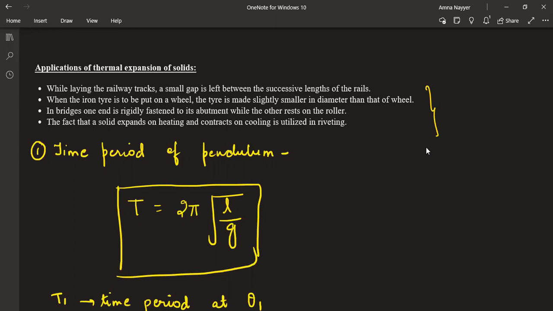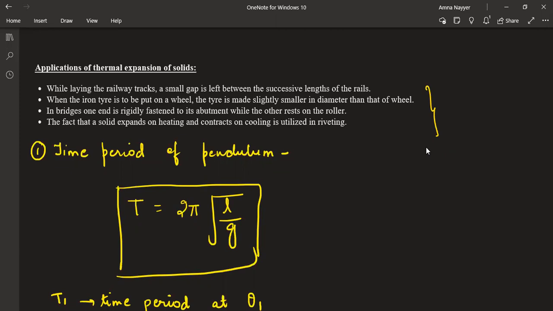While laying the railway tracks, a small gap is left between the successive lengths of the rails. Now, why is it left? What did we study? Because of heat, thermal expansion occurs. Expansion of solids occurs. So when the train moves, whatever heat is produced due to friction between the tires and the railway tracks will expand it. That's why a small gap is left so that it can expand.